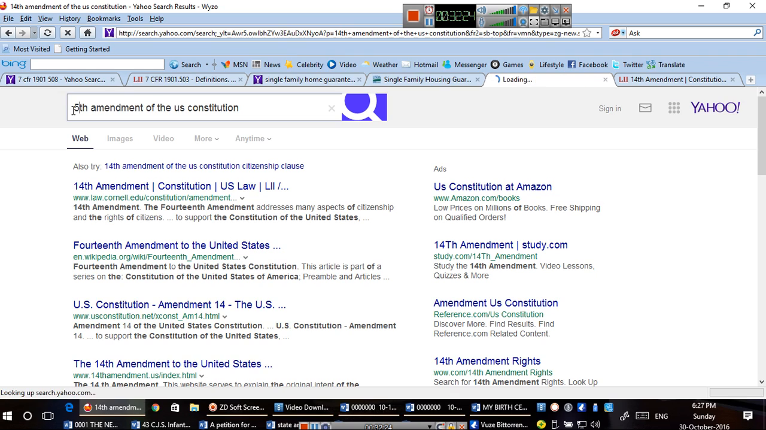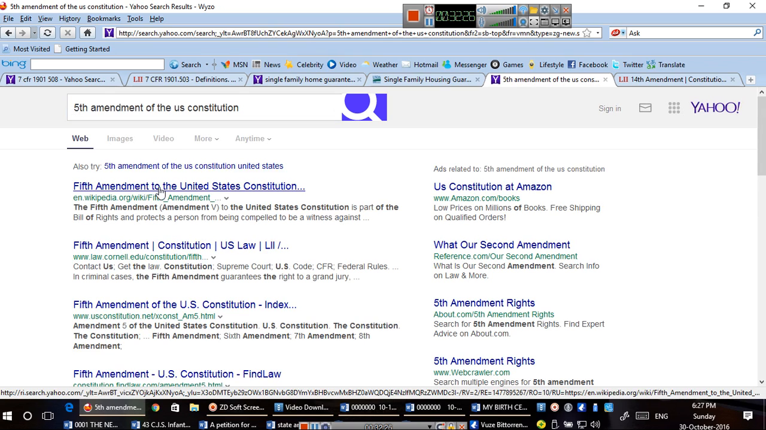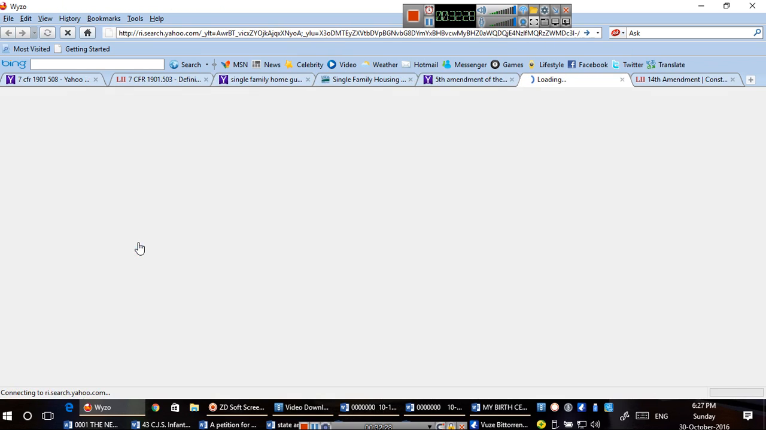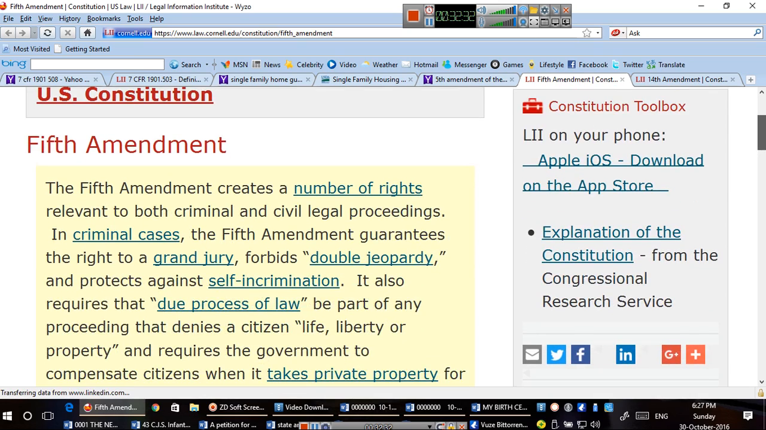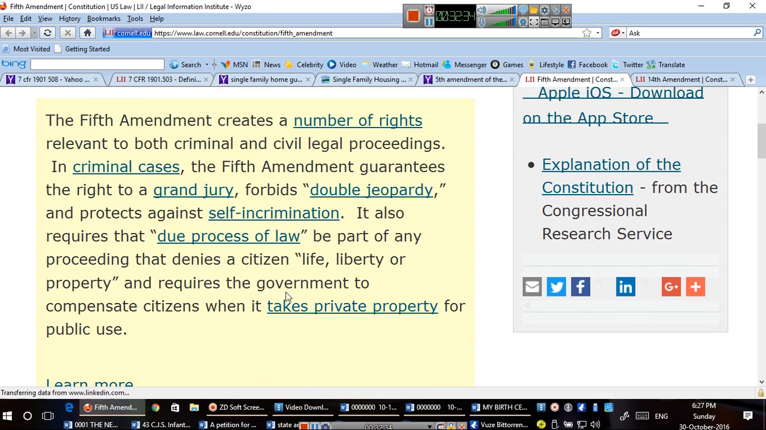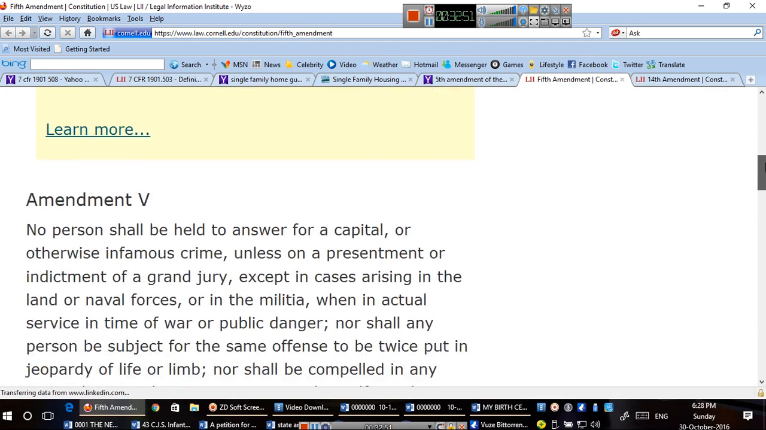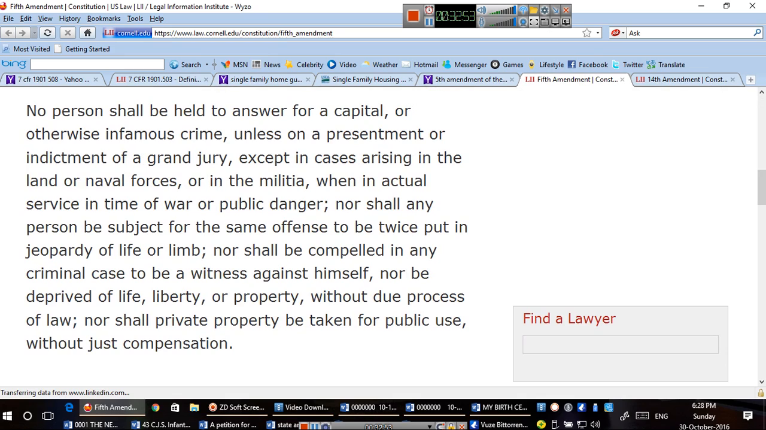We're going to go to this amendment, ladies and gentlemen, so you can see where the due process clause officially comes from. And then I'm going to break it down for you so you get it. Do you see that? Due process. It also requires that due process be part of any proceedings that denies a citizen of life, liberty, or property. That's the Fifth Amendment. Well, where is the Fifth Amendment? It's right here. Right here, you see?